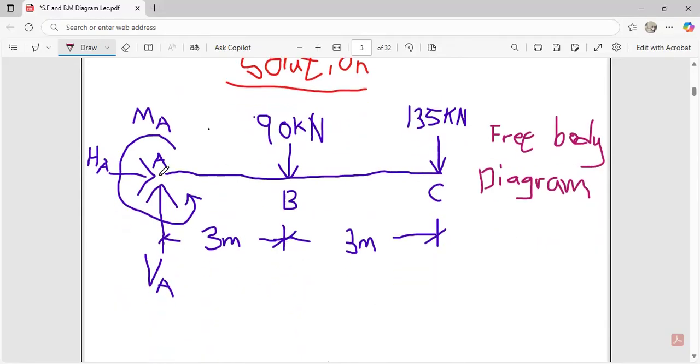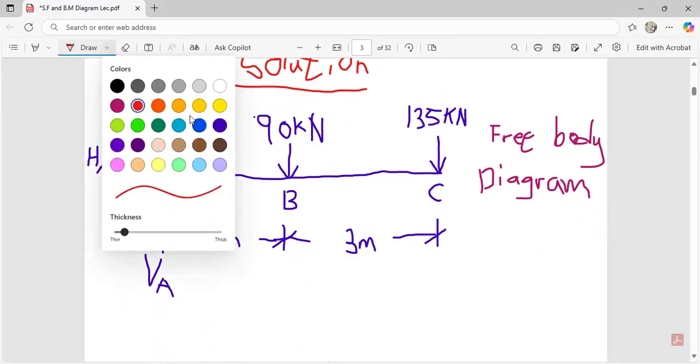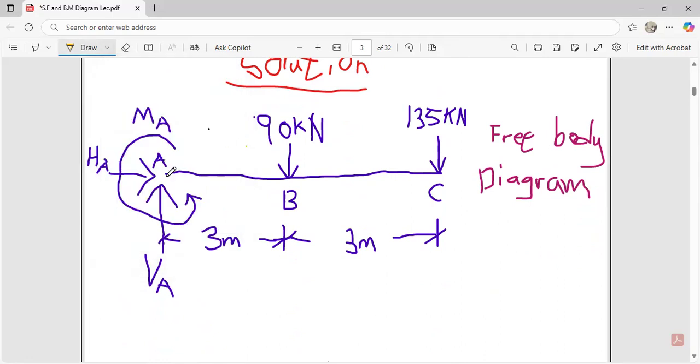If we are taking moment at A, what is the first force that we should consider? Where I just used the yellow marker to denote, that is where we are taking moment. You put your compass over here and open it to B. A distance of 3 meters has been covered. We said that moment is equal to force times perpendicular distance. So you have to multiply the 90 times the 3.